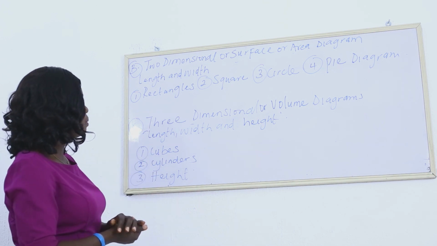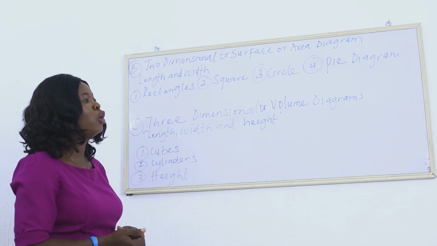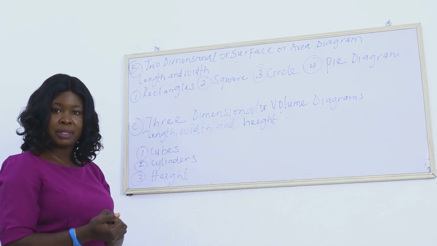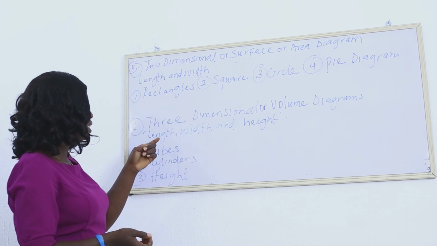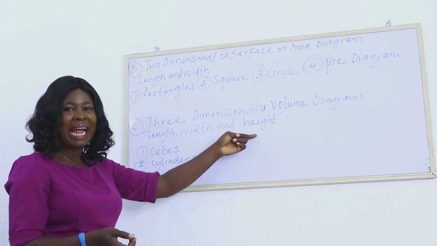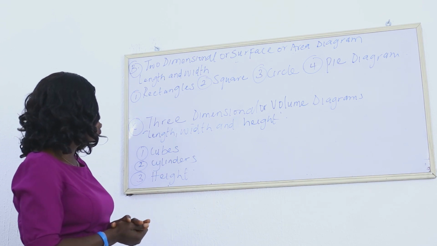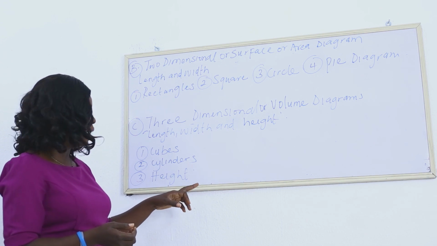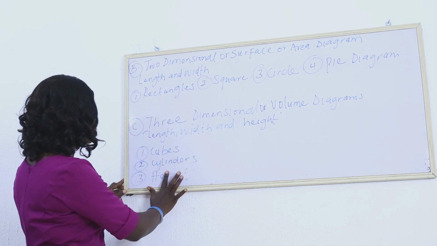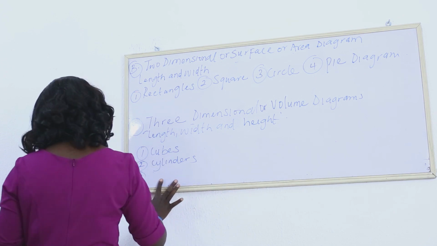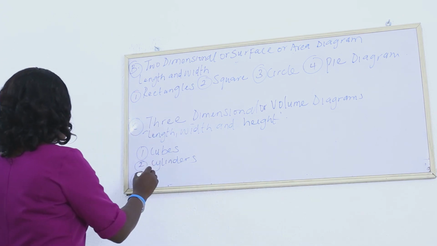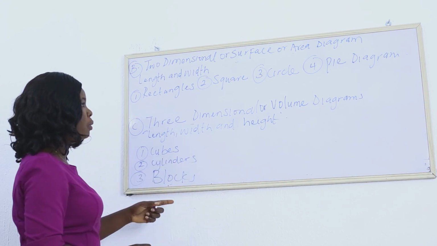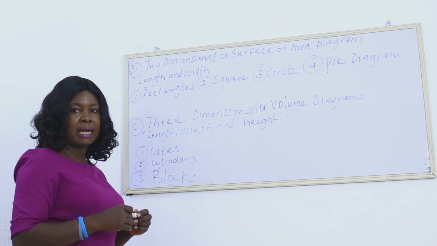Then we also have three-dimensional diagram. Three-dimensional diagram can also be called volume diagrams. And there are three things that are important in three-dimensional diagram. We have the length, the width, and the height of the diagrams that are put into consideration. What are the examples? We have cubes, we have cylinders, and we have blocks. This is supposed to be blocks, not heights. I'm going to rewrite. Examples of three-dimensional diagram: cubes, cylinders, and blocks. So I'm going to explain what a pie diagram is now.